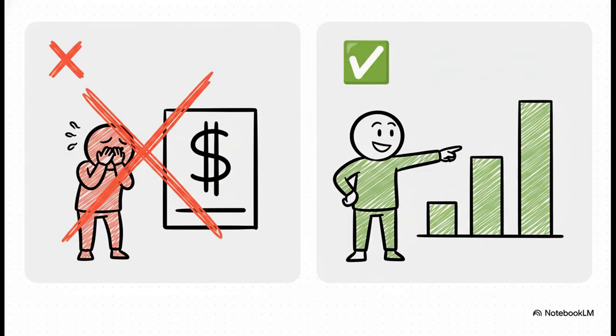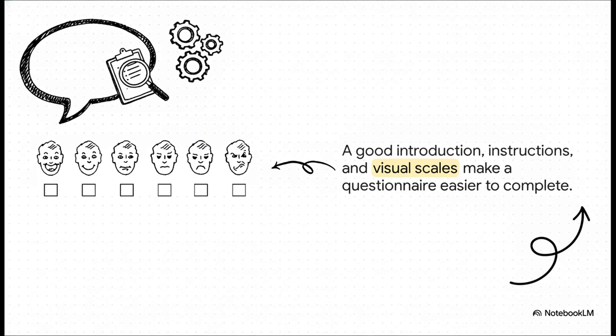And speaking of sensitive questions, let's talk about things like income. Here's a golden rule. Never ask for an exact number. It feels invasive. Instead, offer ranges or brackets. People are way more comfortable picking a category than they are writing down a specific personal number. It just feels safer. And finally, don't forget about the overall look and feel. A good introduction that explains why you're asking these questions is huge. So are clear instructions and a clean, uncluttered layout. Little things like using simple visual scales can make the whole process feel less like a test and more engaging.